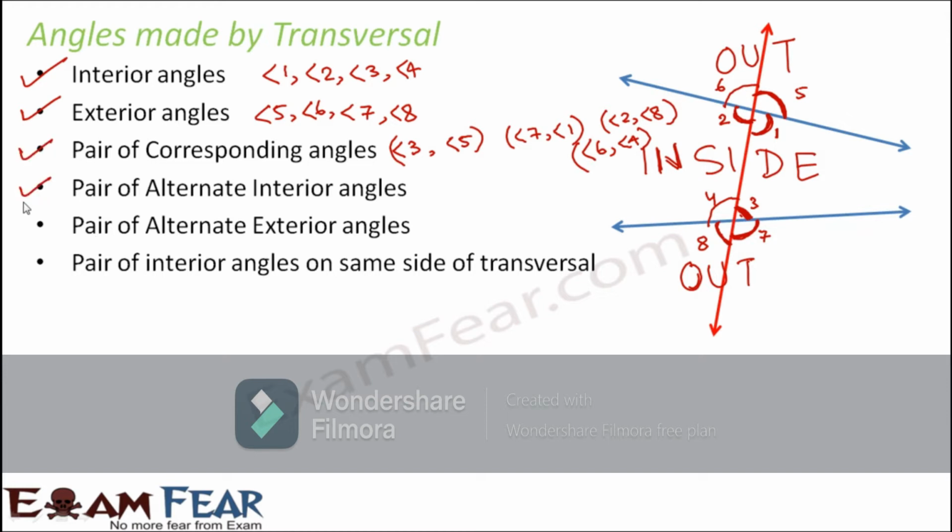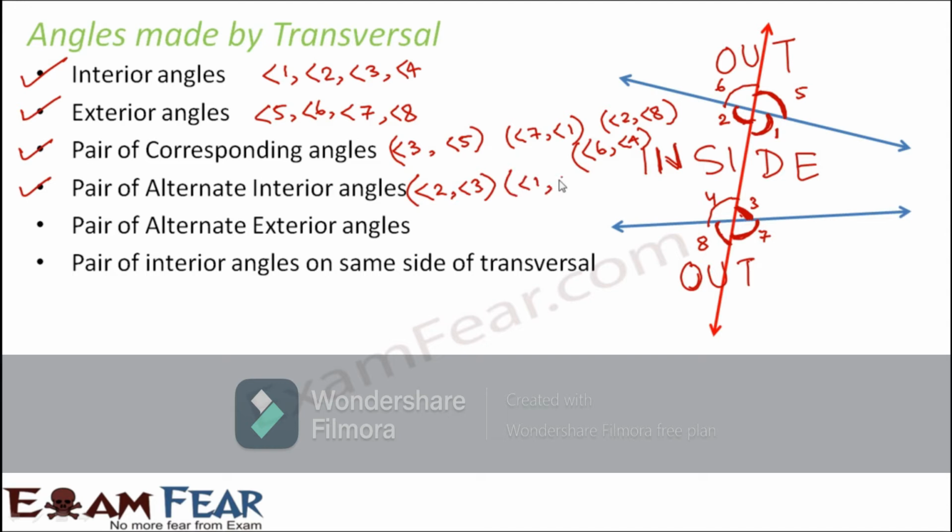Next we have alternate interior angles. These are also interior angles, but they are alternate interior angles. We have four interior angles, right? 1, 2, 3 and 4. Alternate interior angles would be two interior angles which are located on alternate sides of the transversal. For example, angle 2 is located on the left hand side of the transversal, angle 3 is located on the right hand side. So 2 and 3 are located on alternate sides. So you can say that angle 2 and angle 3 form a pair of alternate interior angles.